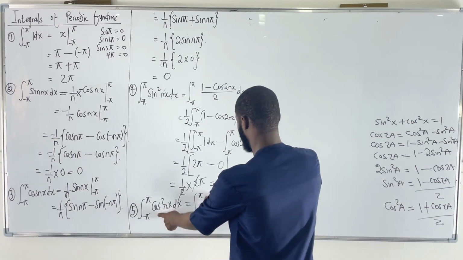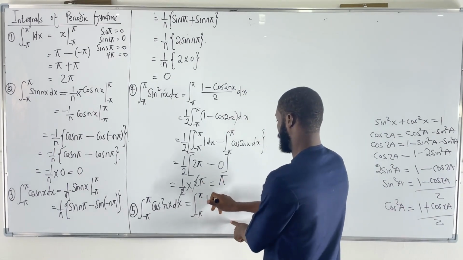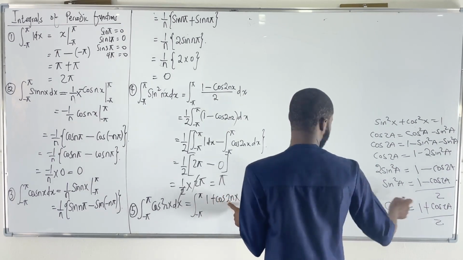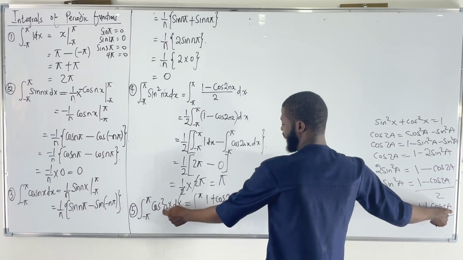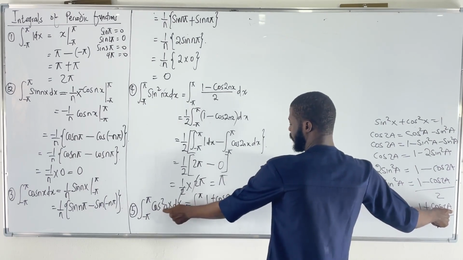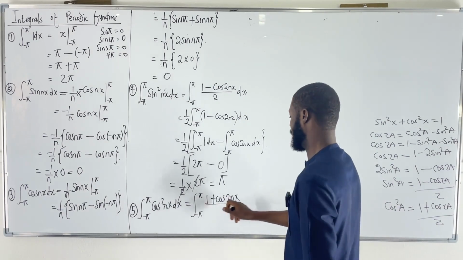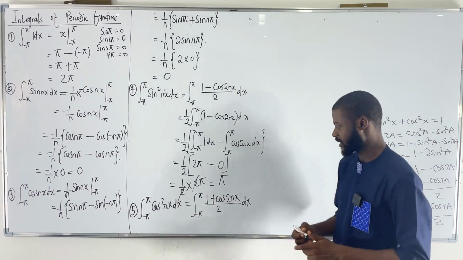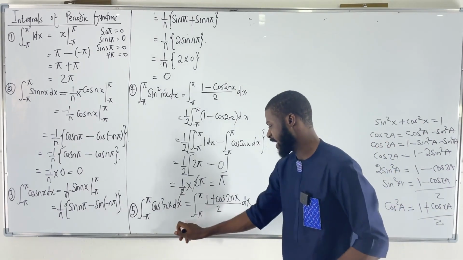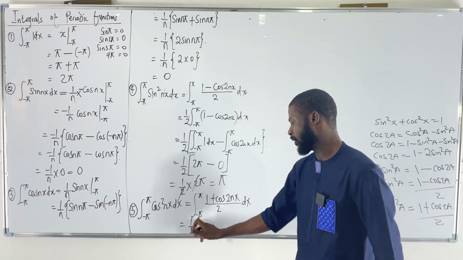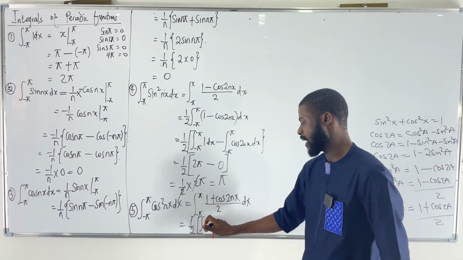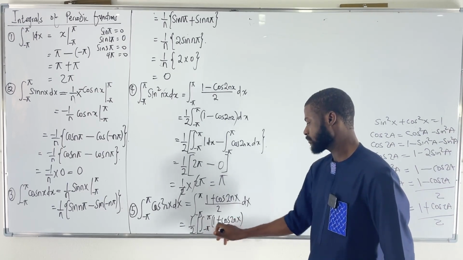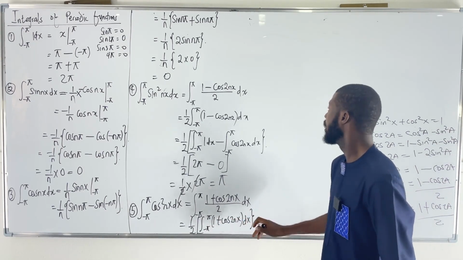So that means I'm going to be having 1 plus cos 2nx, because in this case we don't have an a here. All we have is nx. So anywhere we see a, we're going to put nx. Then divided by 2 dx. Some people take the half outside, so let this half come outside. So this will be half, then we're going to have the integral from minus pi to pi of 1 plus cos 2nx dx.